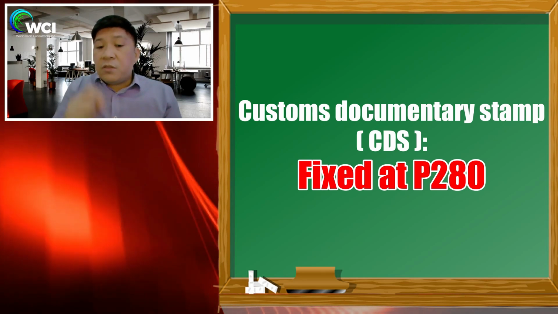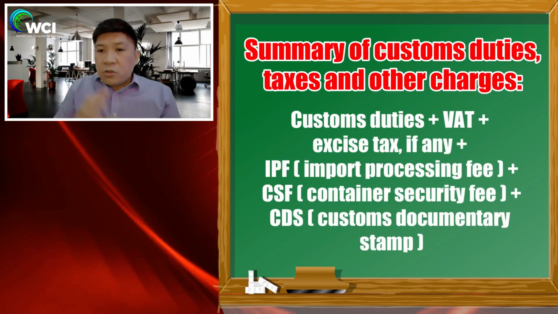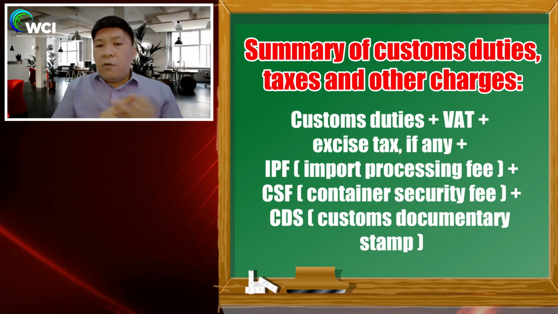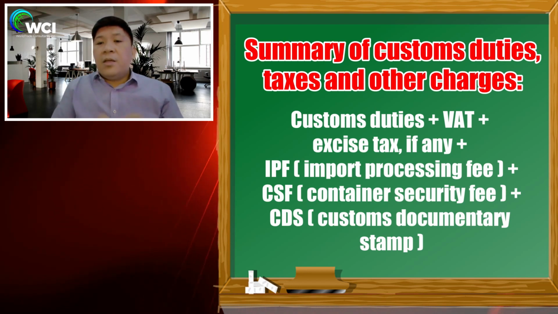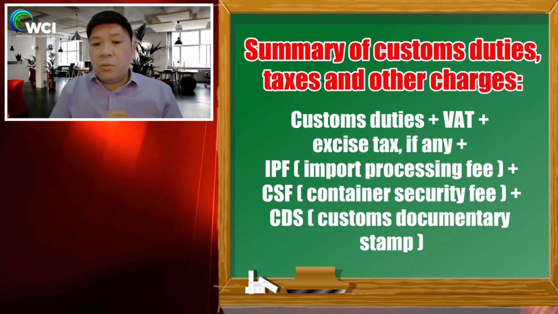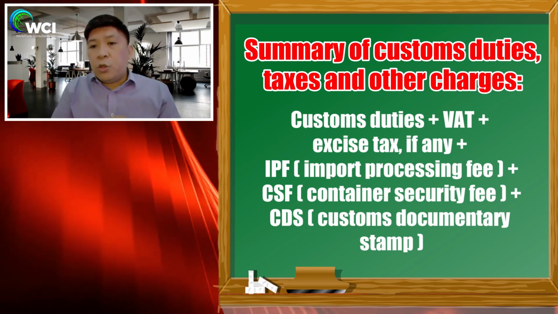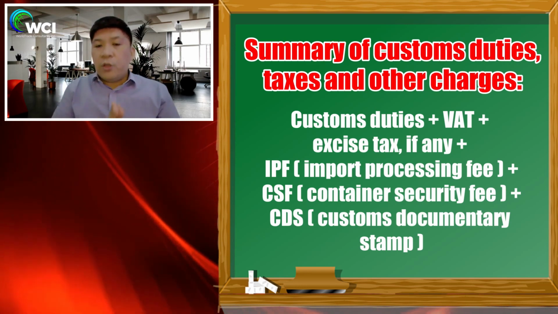Okay? So lastly, ng summary nyo is your customs documentary stamp, which is fixed at 280 pesos. So you add all those items, no? To recap, your customs duty, your VAT, excise tax, if any, then you have your IPF, your CSF, your container security fee, and your CDS or customs documentary stamps. You add those, so yun na po yung magiging composition nyo ng duties, taxes, and other charges. Okay, yun na po yun.